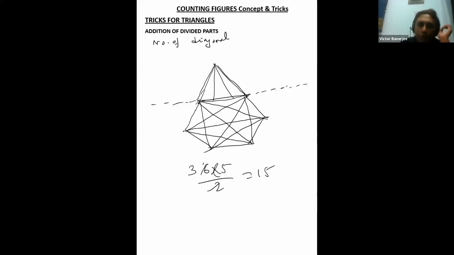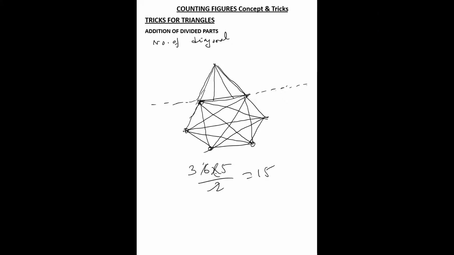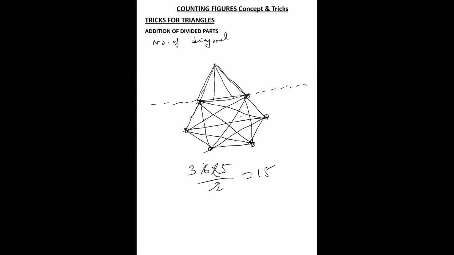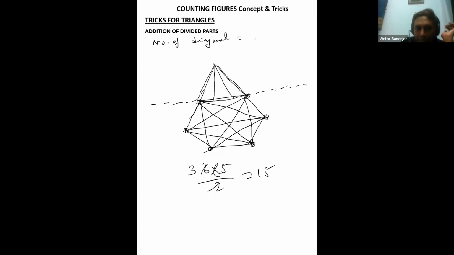Tell me, when I join any two vertices, just understand the logic. Does it always become a diagonal? No, sir. If I join consecutive vertices, that becomes the side. Correct or wrong? Yes, sir. So the number of diagonals is n into n minus 1 by 2 minus the number of sides. There are n sides. So once you simplify, this would be n into n minus 3 by 2. This is the number of diagonals.